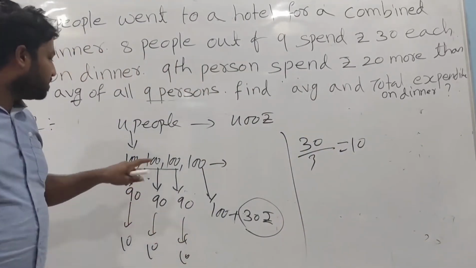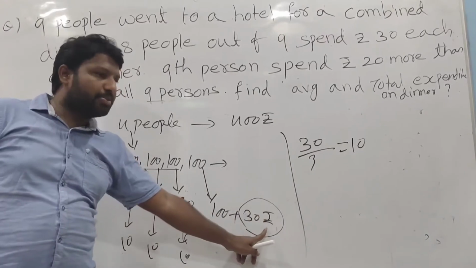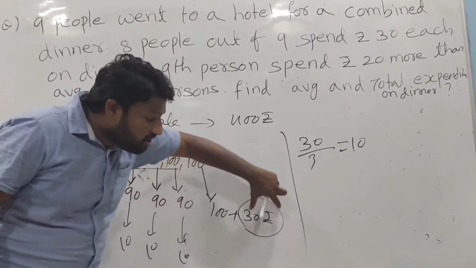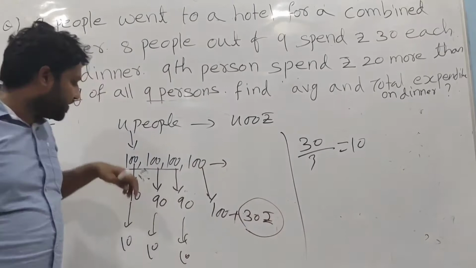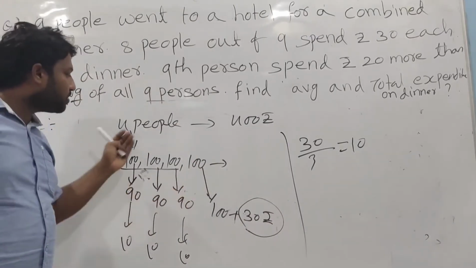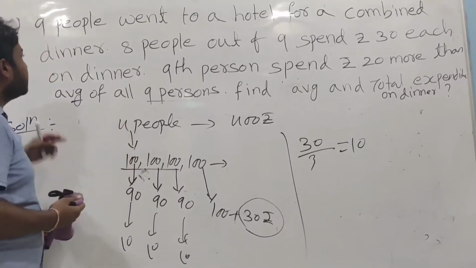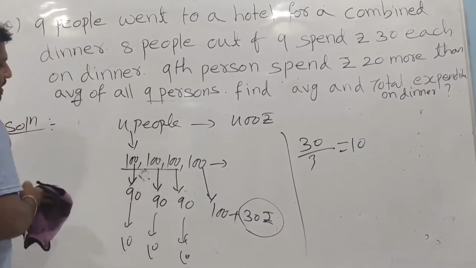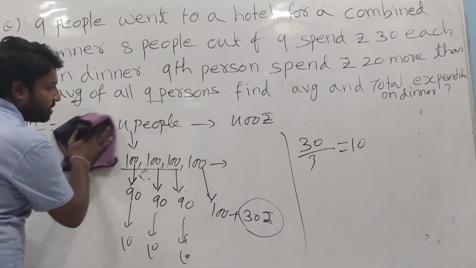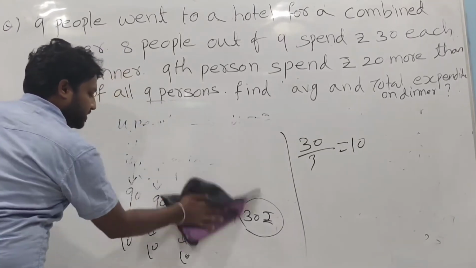What I have done? This extra 30 rupees was contributed by him. If he had not contributed this 30 rupees, it would have been shared by these 3 people. Then the total average would have been 100, 100, 100, 100. See this. Now I will compare this example to this problem. Let's see this.